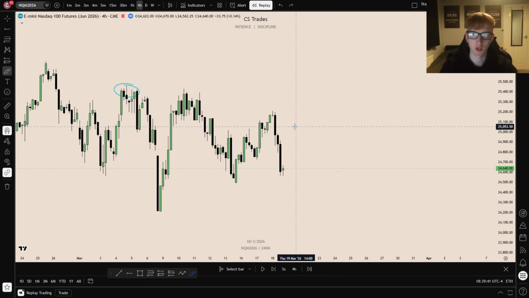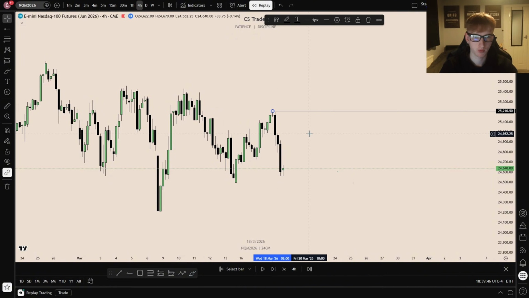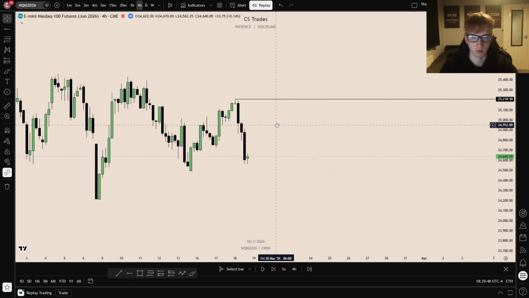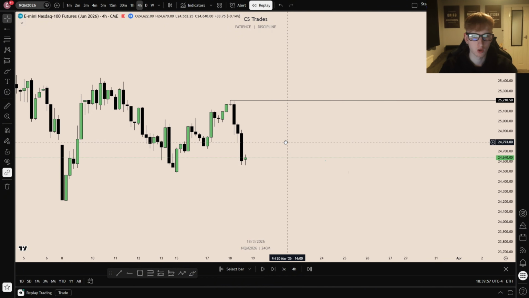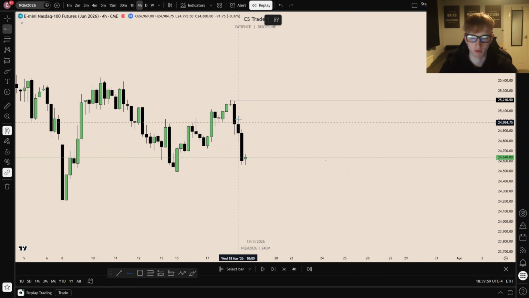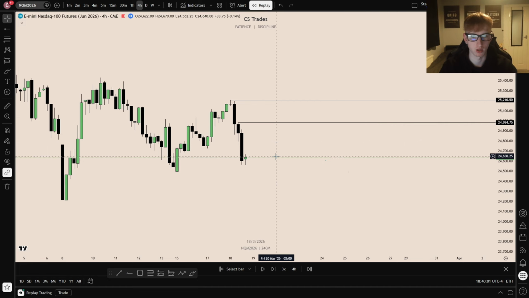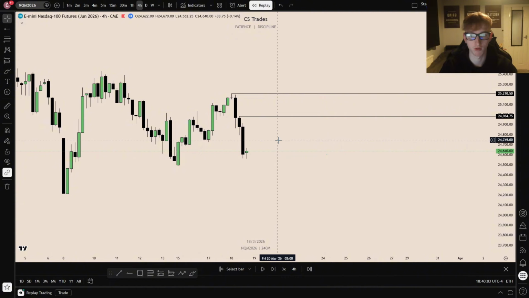So what's the most obvious draw on liquidity above? Now you could say obviously this high. It is very close in proximity, and that's another thing to note. Make sure these draws on liquidity are close in proximity and actually have a high chance of being hit in that session that you are trading. We also have an unfilled 4-hour fair value gap here. So we have these two draws on liquidity above.